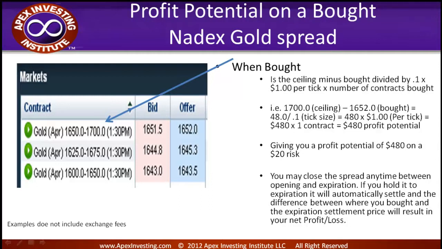48.0 divided by 0.1 equals 480 ticks times $1 per tick, $480 times one contract. So our profit potential on the trade is $480, giving you a profit potential of $480 on only a $20 risk. And remember, you can close the spread at any time between opening and expiration. If you hold it to expiration, it'll automatically settle in cash, and the difference between where you bought and the expiration settlement price will result in your net profit or loss.